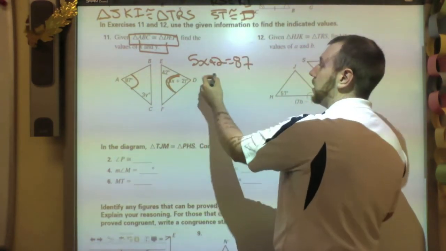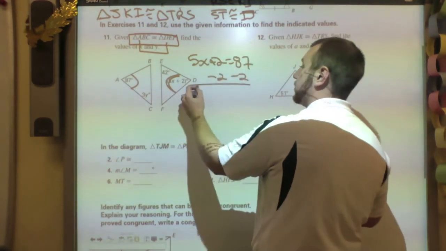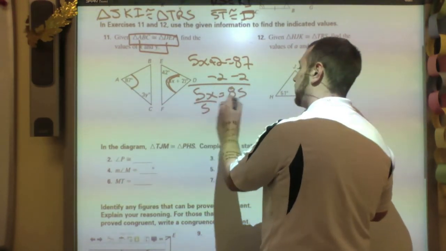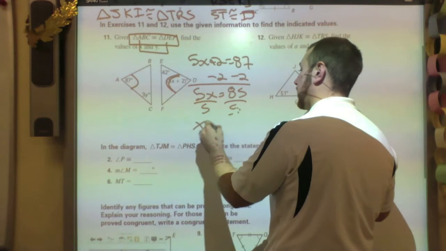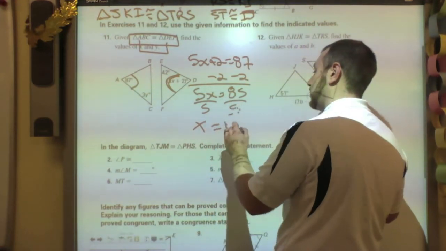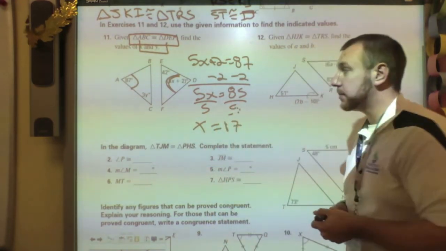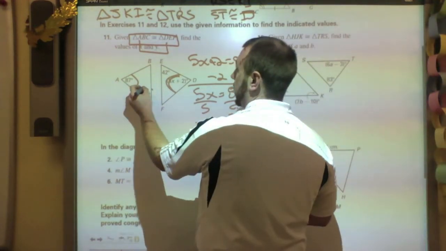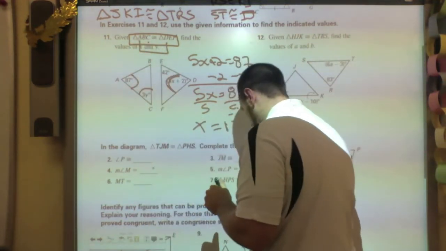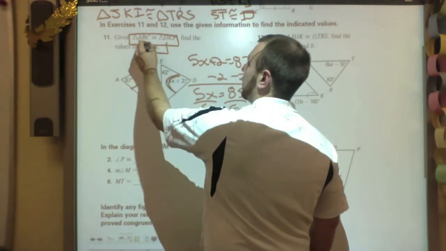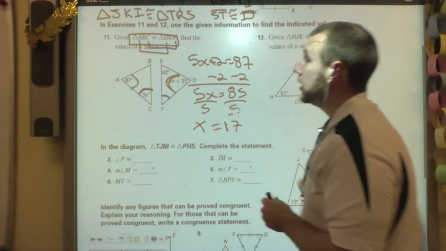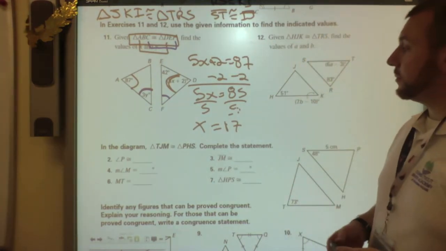So now I can solve by subtracting 2, and then dividing by 5. And then I get x is 17. I would do the same thing with my y. I match up angle C, which is going to match up with angle F. Oh, shoot. I don't have angle F.